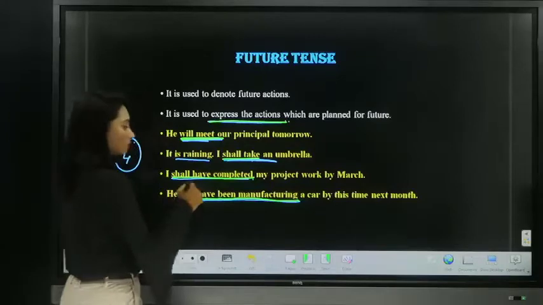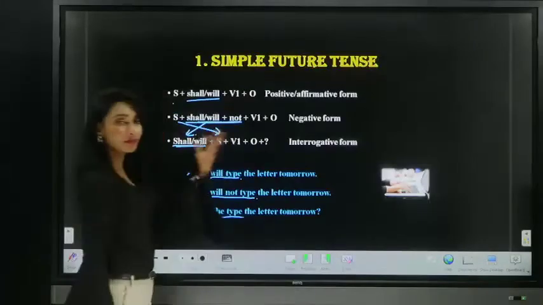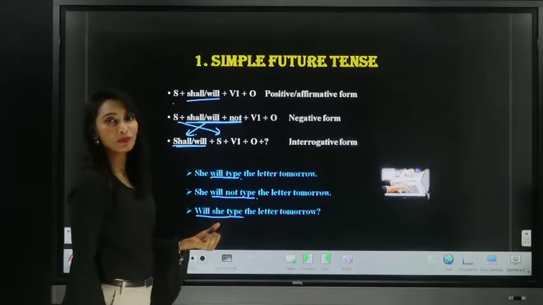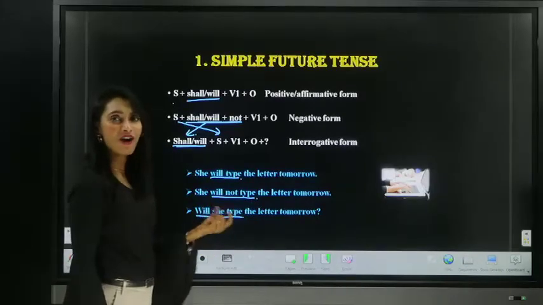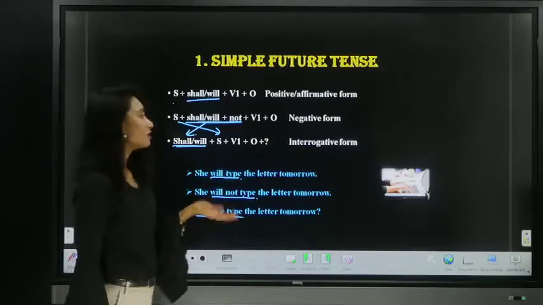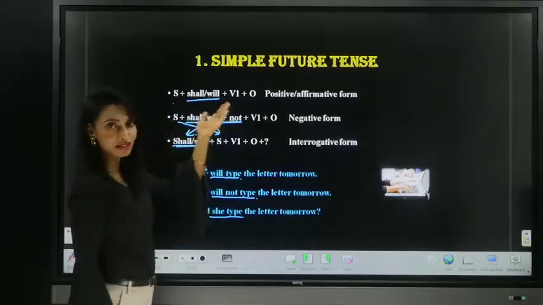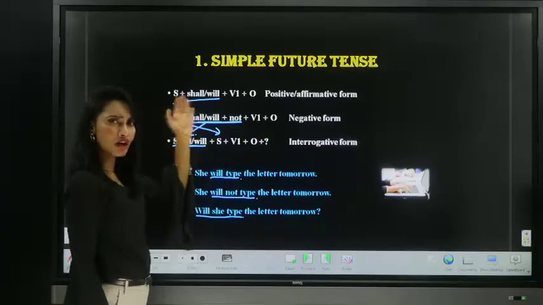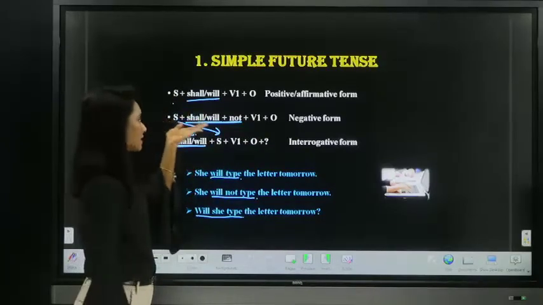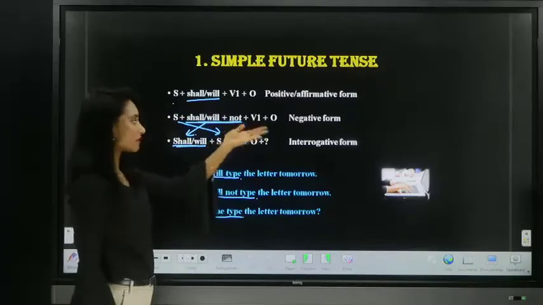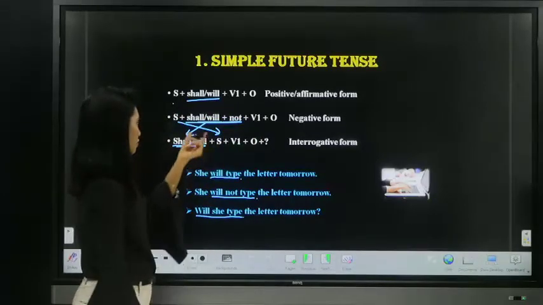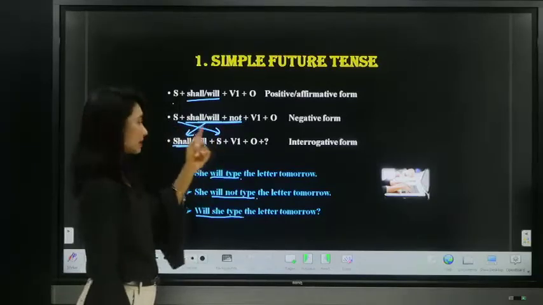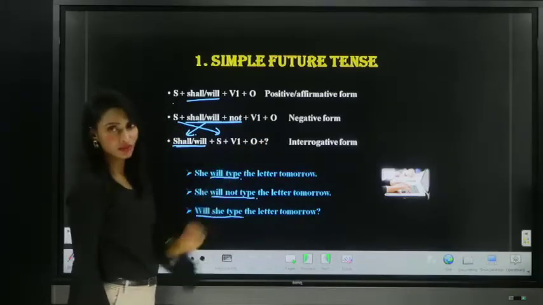Right. So now let's see the first one, simple future tense. The formulae for simple future tense: just like simple present, except we add will or shall before V1. So subject plus shall or will plus V1 plus object is our positive form. For negative, use not after the auxiliaries: subject plus shall or will plus not plus V1 plus object. Next, interrogative. Bring that auxiliary before the subject: shall or will plus subject plus V1 plus object plus question mark.